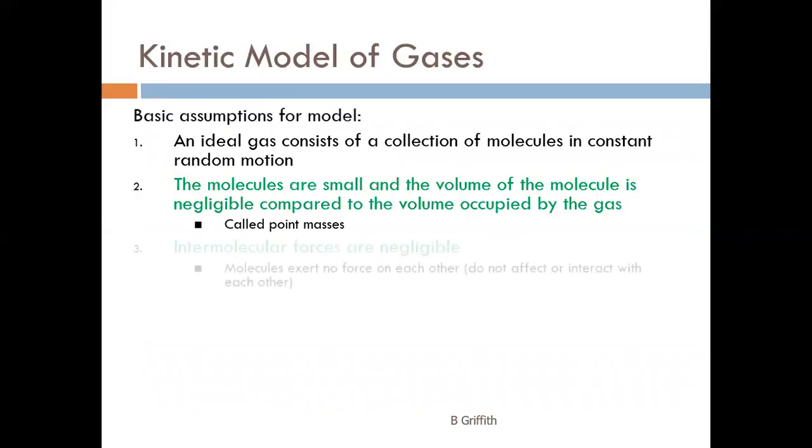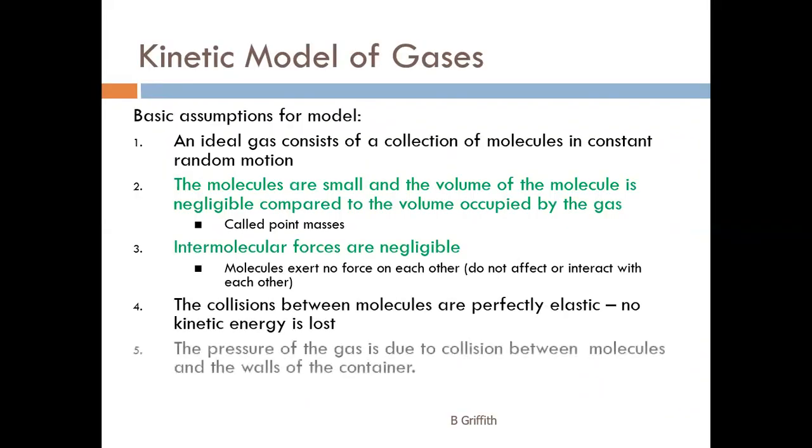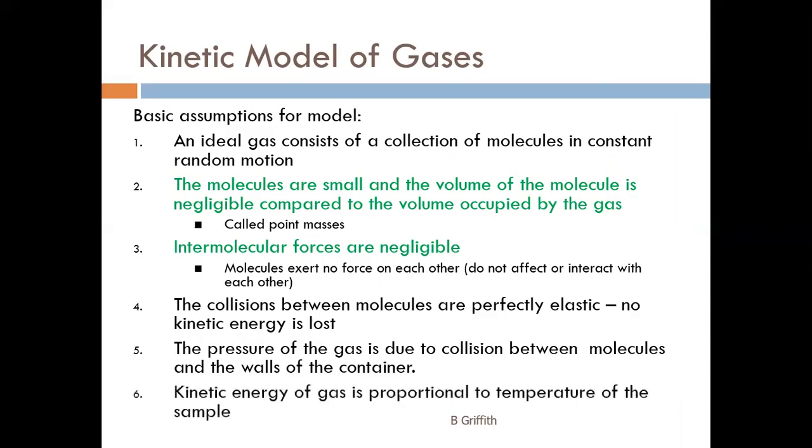Just a recap on our assumptions for the model. We are assuming that our gases, being ideal gases, are small and have negligible volume, and they do not exert a force on each other, meaning that the intermolecular forces between the particles are negligible. So we are basing our explanations moving forward on these two things: the relative size of the gas molecules to the volume occupied, and whether we have intermolecular forces.